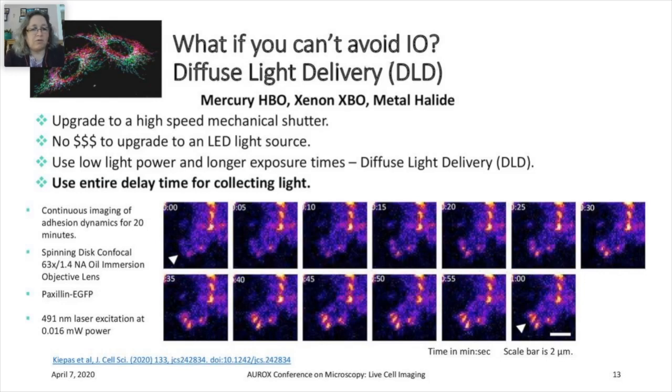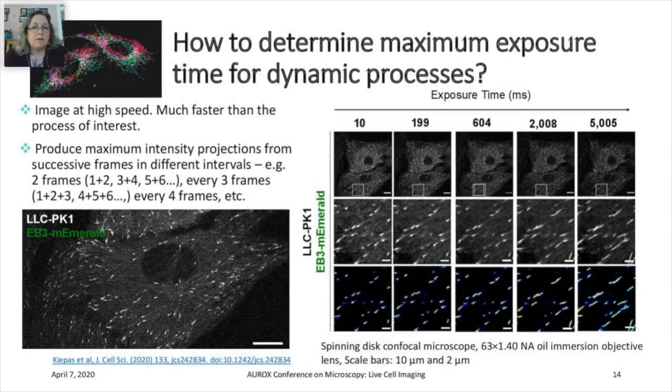And so we were able to go down to a laser power of 16 microwatts at a 10x lens. And you can see that we get nice high contrast, good signal to noise images, and we're able to follow that process. This is continuous imaging for 20 minutes with the light on the entire time. So if you want to do that, focal adhesion dynamics are relatively slow. So a 5-second delay is quite a long time to collect light.